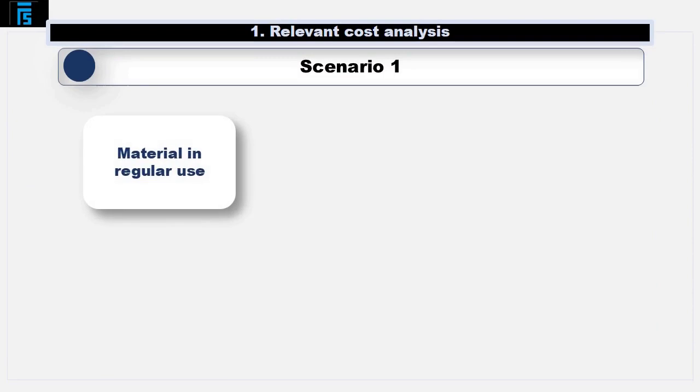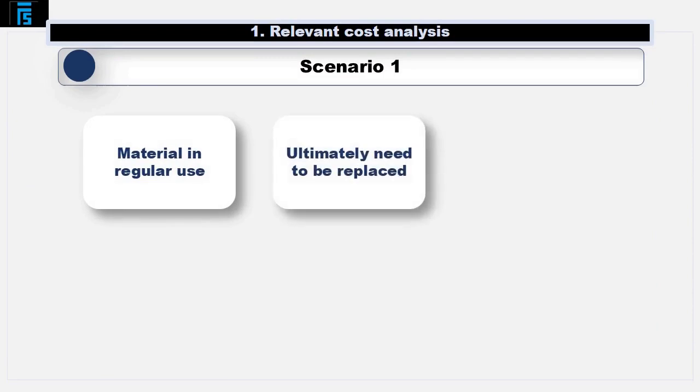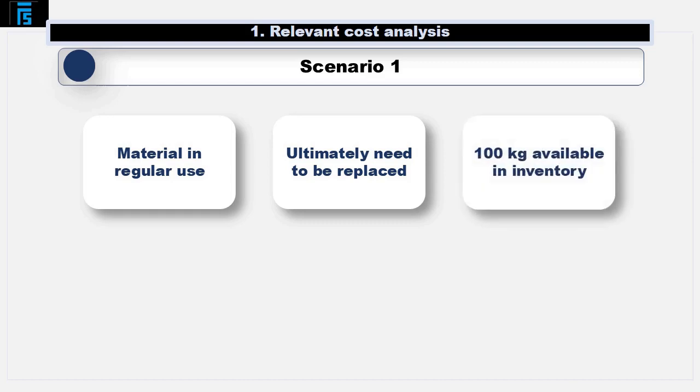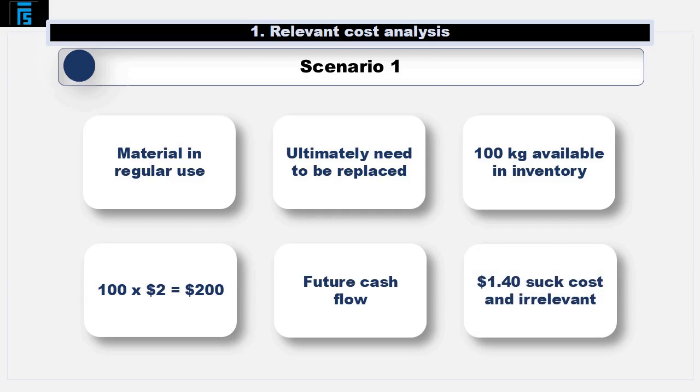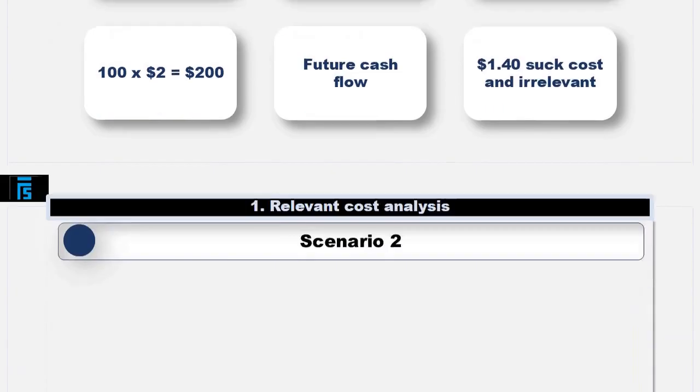As the material is in regular use, whatever is taken from stock will ultimately need to be replaced. 100 kilograms of material is needed, all of which is currently available in inventory. So these 100 kilograms would need to be replaced at $2 per kilogram, meaning a total material cost of $200. This represents the future cash outflow in respect of material as a result of the decision of A Limited to undertake the project. In other words, the $200 is the relevant cost of material. The $1.40 is a sunk cost and is not relevant to the decision.